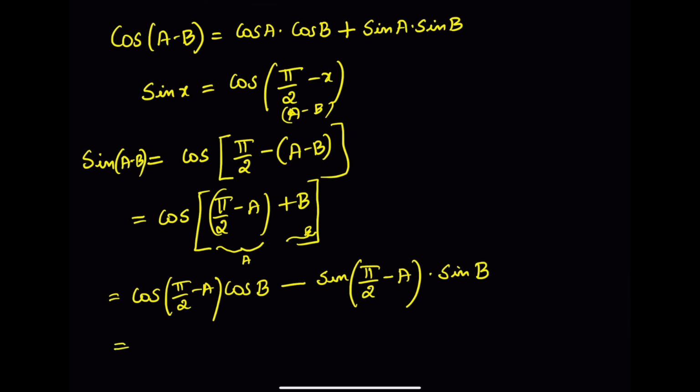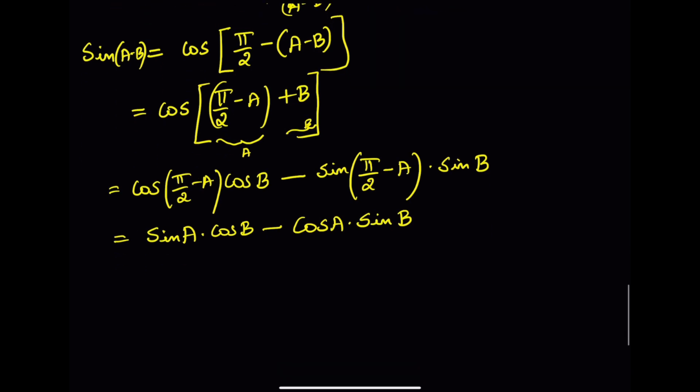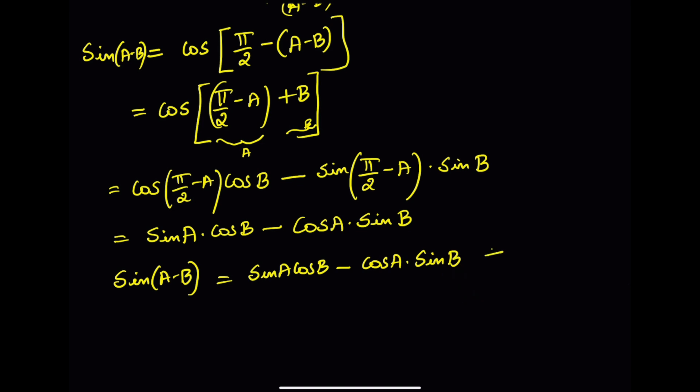So what would this change to? Cos of pi by 2 minus a is sin a cos b minus, similarly sin of pi by 2 minus a is cos a sin b. So sin of a minus b is equal to sin a cos b minus cos A sine B. So please add this to your formula sheet. So this is another important one which we just found out.